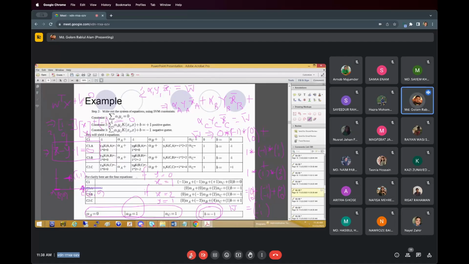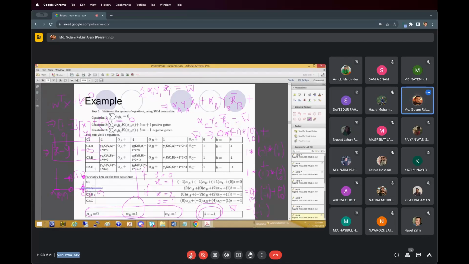Now, based on these 2 points, we can draw our hyperplane. So y equals 0, x equals 1. Where is x equal 1? This is our x equal 1 and y equal 0. So that means this is the point. One point we will get here. And another point is x equal 2, y equal 1. So y equal 1 means the point will be at this position.